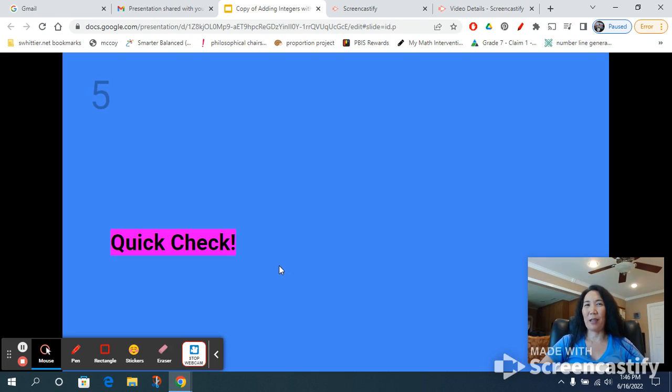So let's do a quick check. Is 5 an integer? Yes, 5 is an integer. It is a positive whole number. What about negative 11? Yes, that is an integer. It is a negative whole number. What about 0? Yes, that is an integer. It's not positive or negative. It's just 0, but it is an integer.